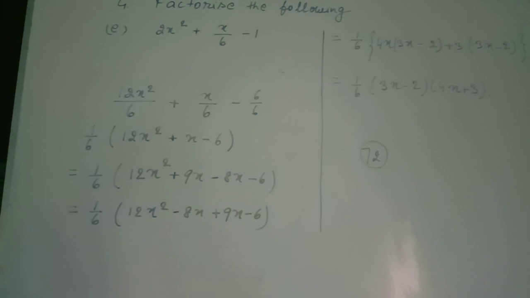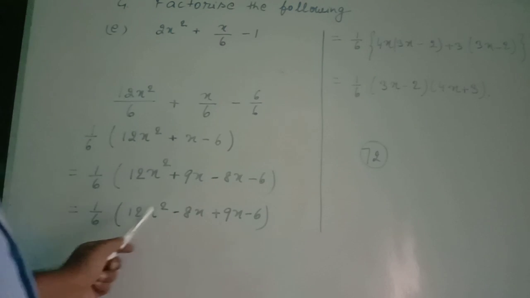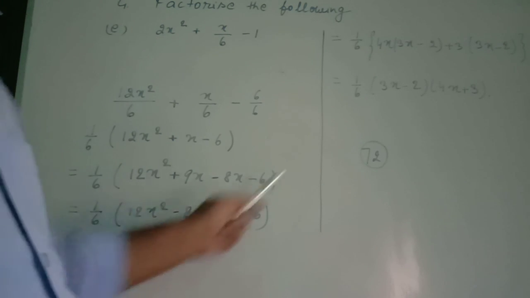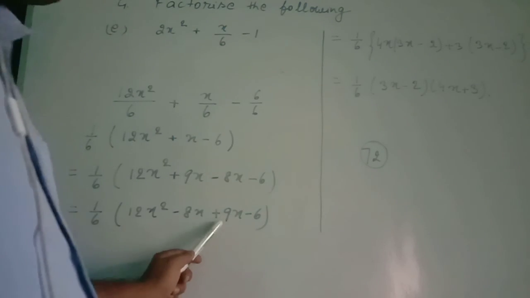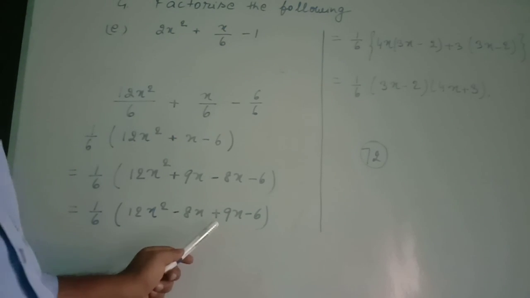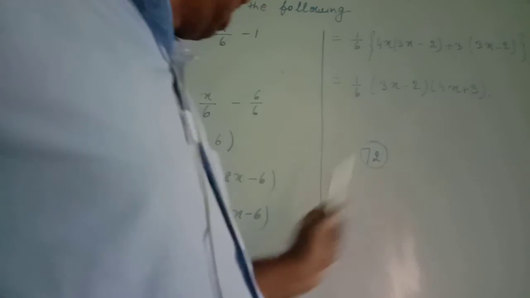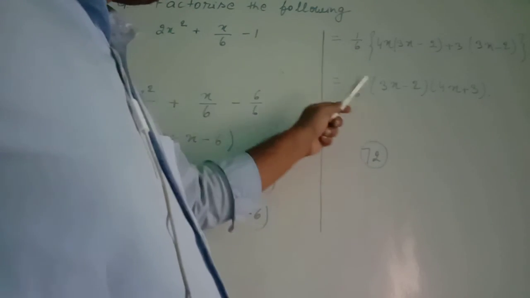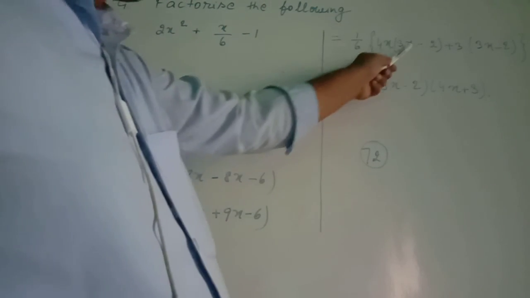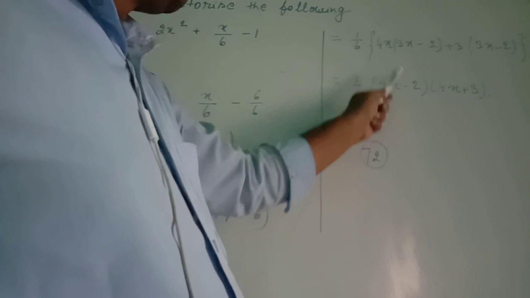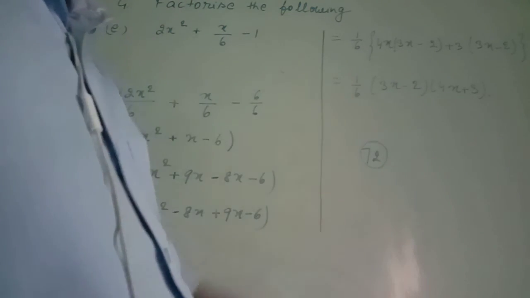9x minus 6. So here 1 by 6. From these two terms 4x is common. So here 3x is left, minus 2. 3x minus 2. From these two terms 3 is common. So here 3x is left and here minus 2. So 1 by 6 into 3x minus 2 into 4x plus 3. This became the answer.